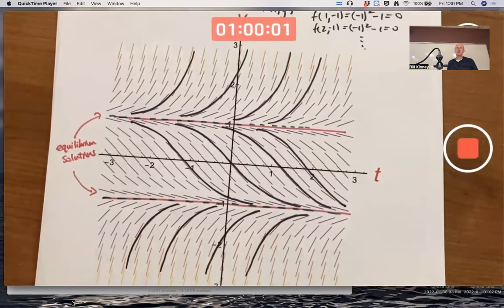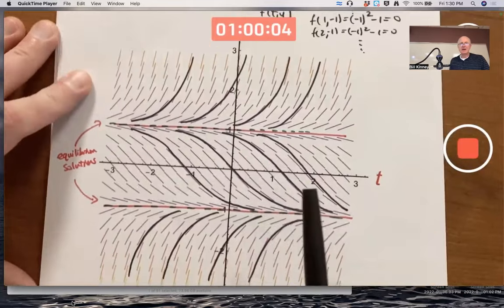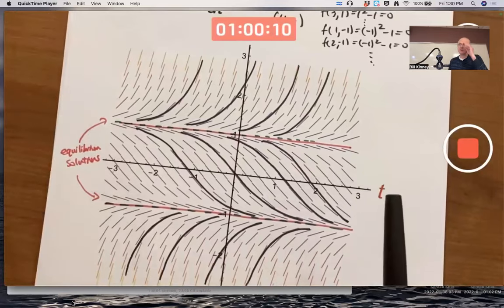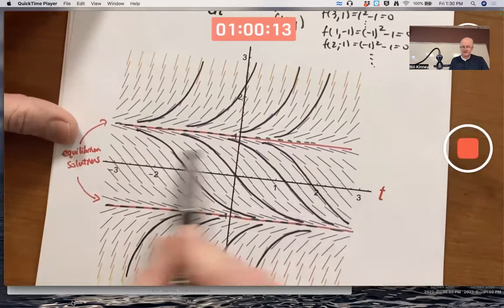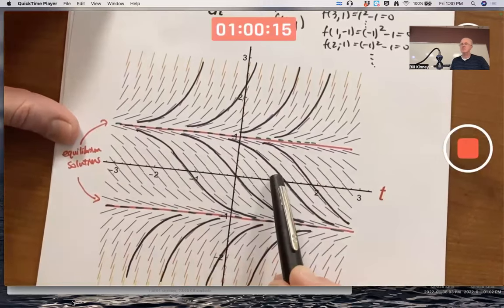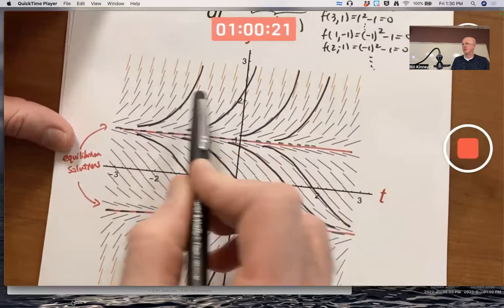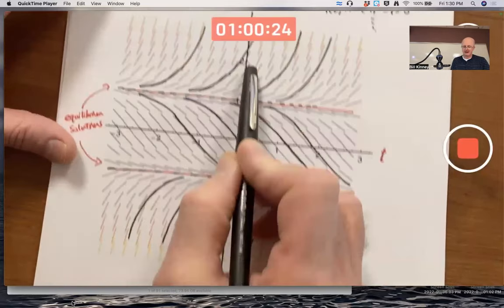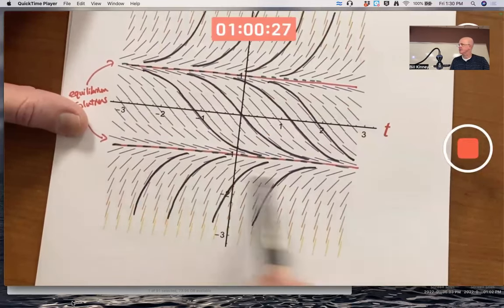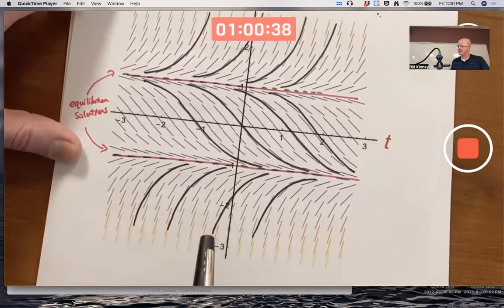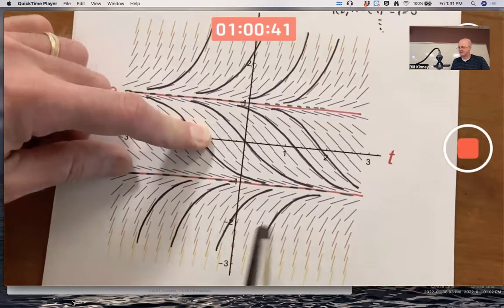I hope it's clear looking at the picture that for an autonomous equation like this, solutions are horizontal translations of each other, not vertical translations. Yes, that's true. All the solutions in this region here are horizontal translations of each other. All the solutions in this region up here are horizontal translations of each other. And all the solutions in this region down here are horizontal translations of each other. The horizontal translation of any solution is a solution. Not all solutions are horizontal translations of each other. The ones in here are not horizontal translations of the ones down here.